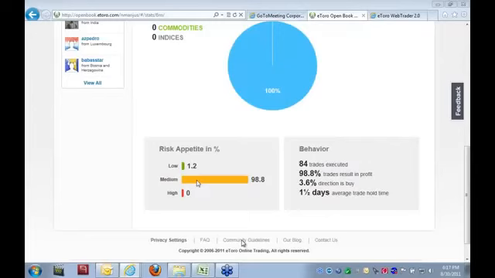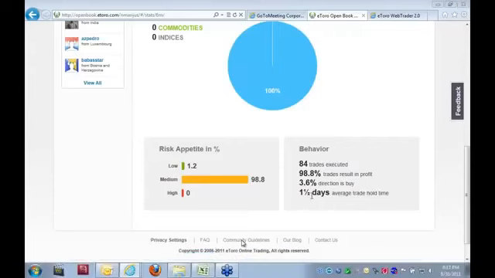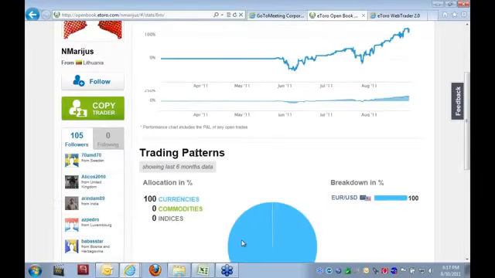All right. So we see here the risk appetite. It's medium risk appetite. This guy likes to hold his trades. He's what we call not a long-term trader. He's a short-term trader, but not an extremely short-term trader. He does hold his trades for 1.5 days. Okay, that's overall what we can see about him.